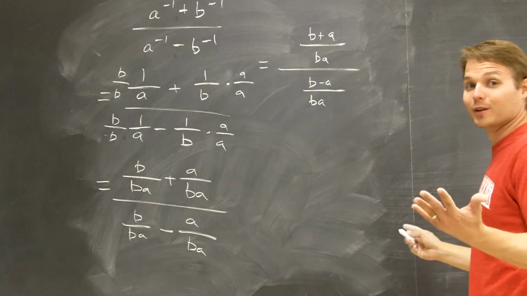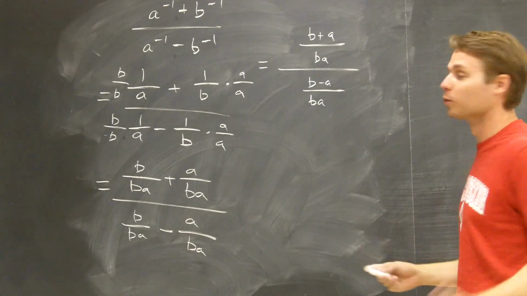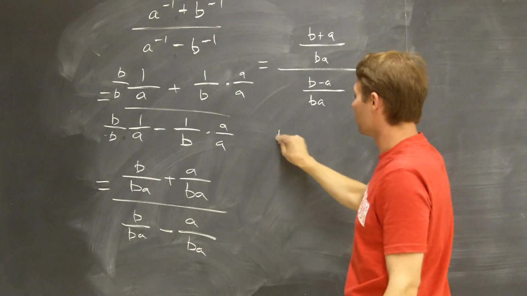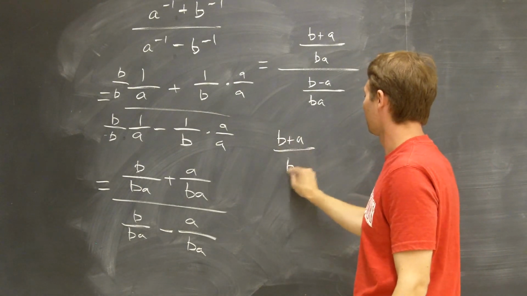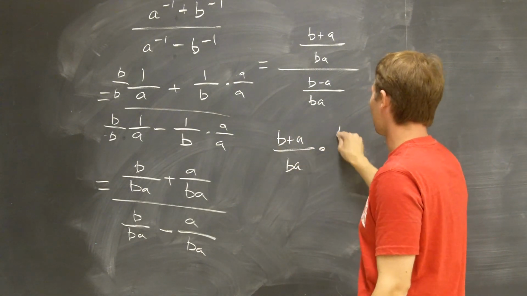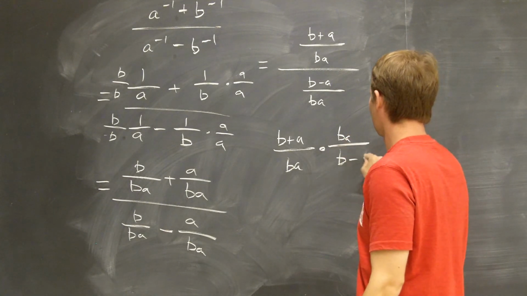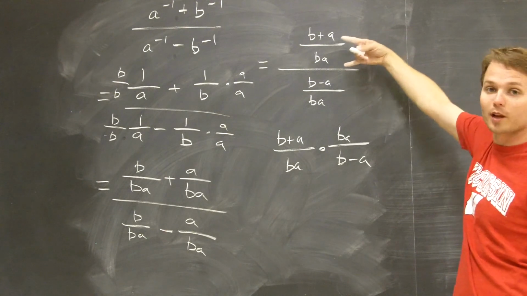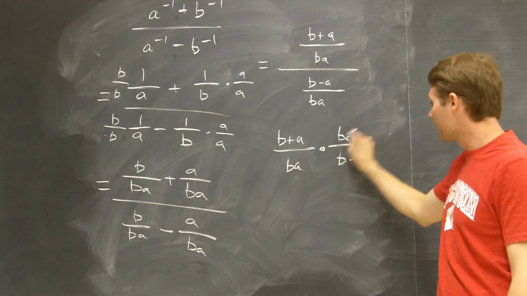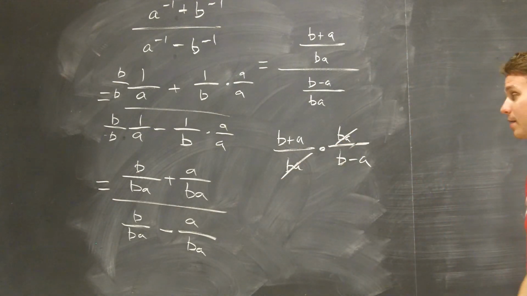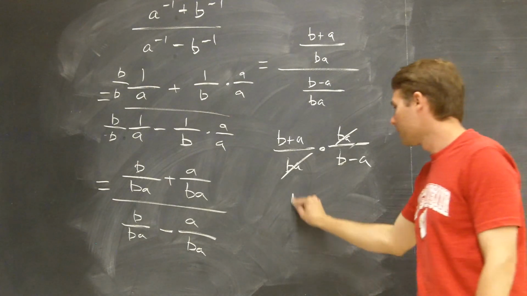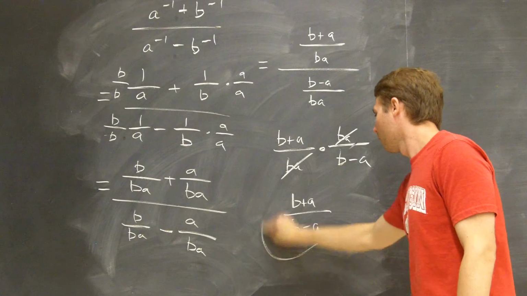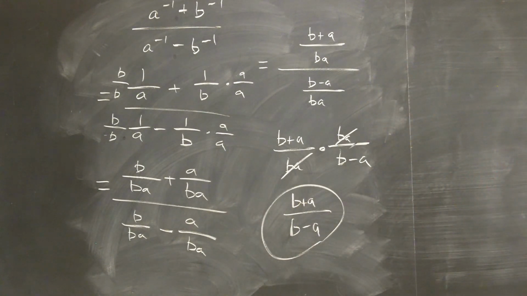And you might be saying, well, what do I do with this now? Well, again, just think of your rules. If you have a fraction divided by a fraction, what do you do? Well, you take the top fraction and multiply it by the reciprocal of the bottom fraction. So we just take this fraction, flip it, and multiply it here. In this case, the BA will divide by BA, they'll cancel out, and then I just end up with B plus A over B minus A.